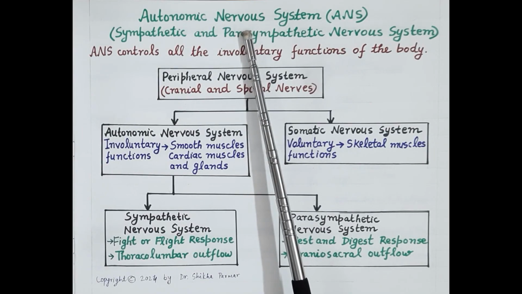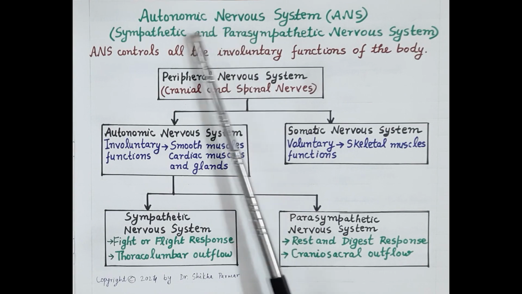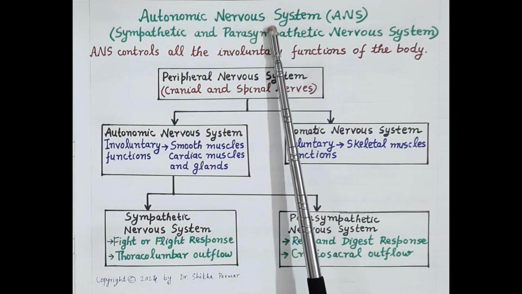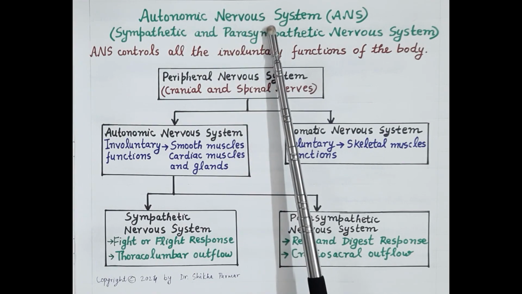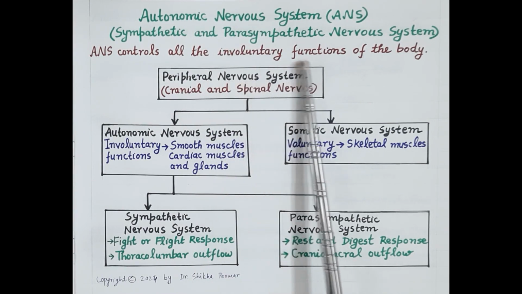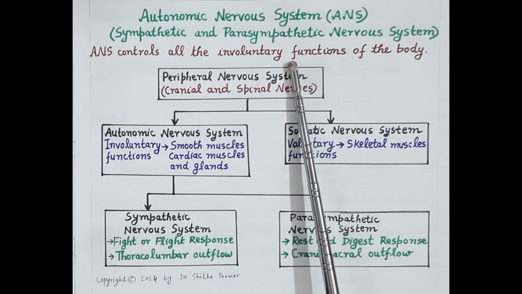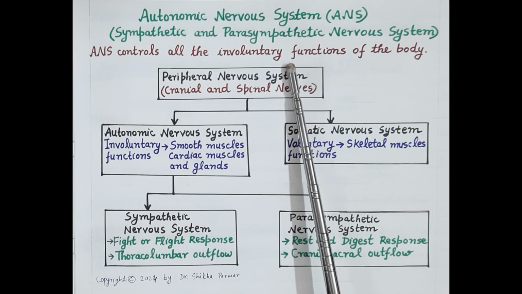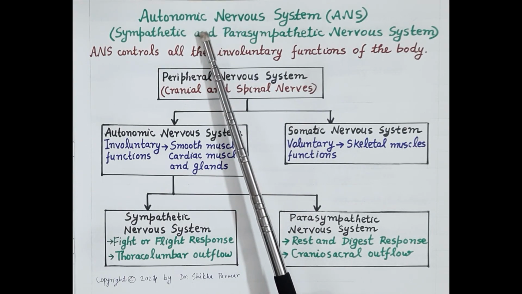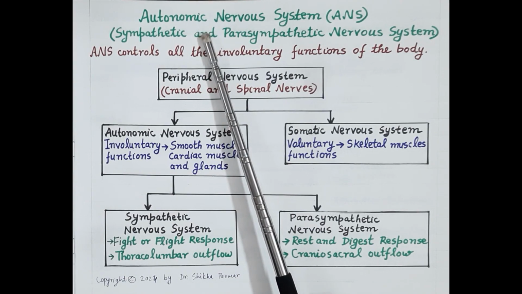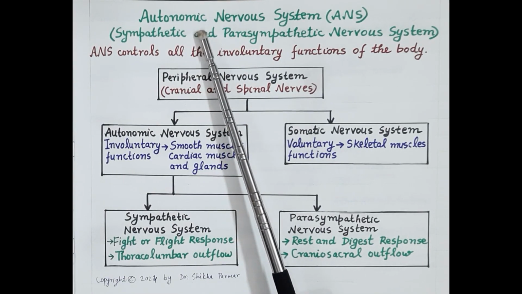Hello students. In today's video, we are going to study functions of autonomic nervous system. Now, as we all know, autonomic nervous system controls all the involuntary functions of the body, that is, functions that are not performed as per our wish. Autonomic nervous system is so named as it regulates all those functions of the body that are performed automatically, that is without the conscious efforts of a person.